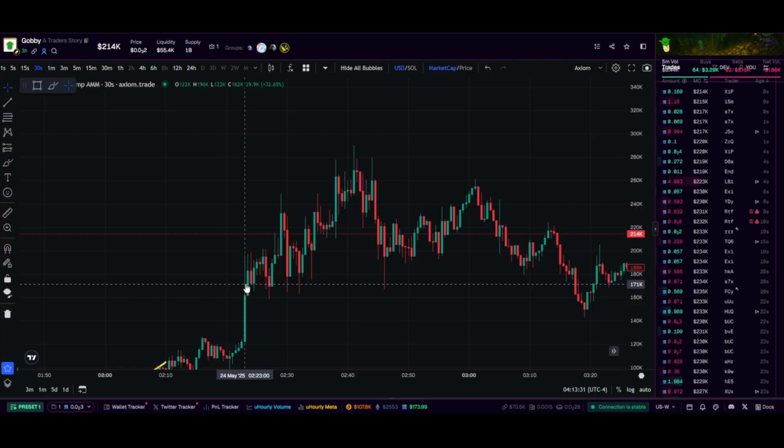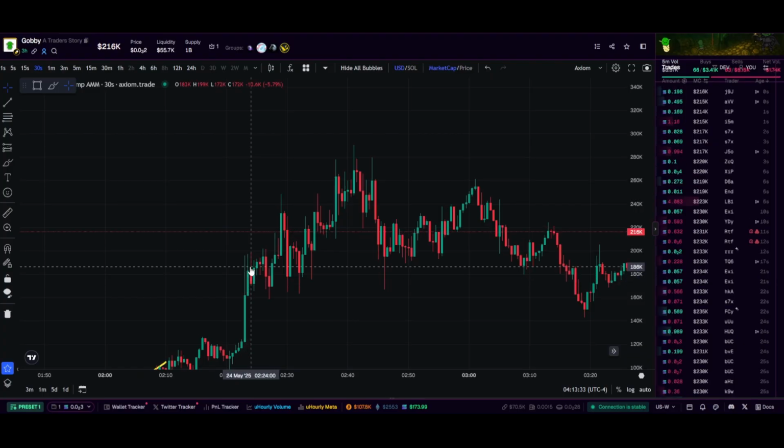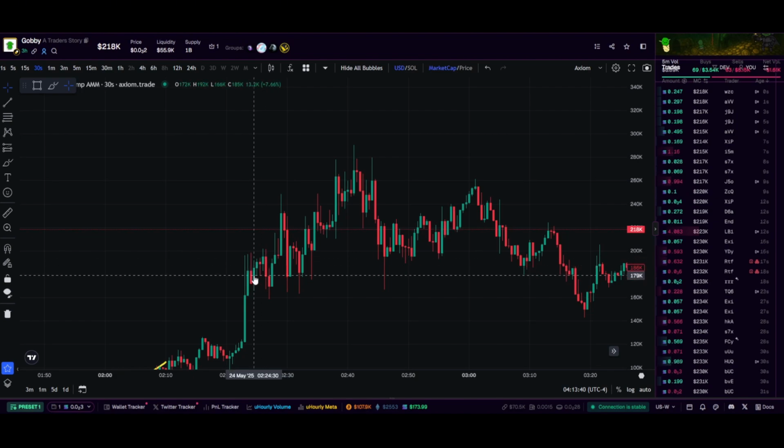So again, you just find where the support zones are, repeatable support zones, and repeatable highs or resistance.